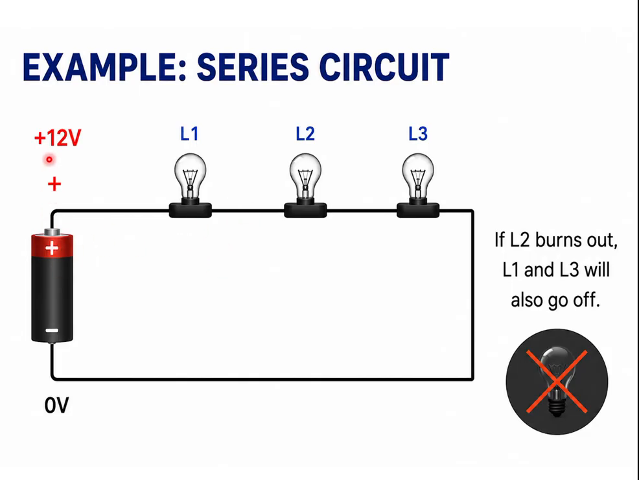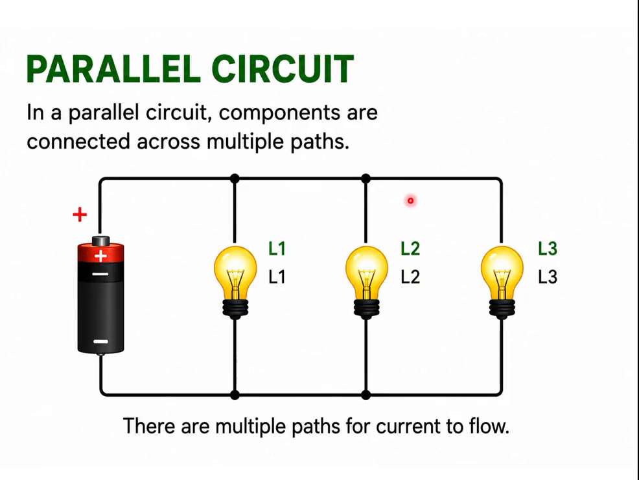So this is an example. We have a 12-volt battery. We have L1, L2, and L3 connected end to end. In this case, if L1 gets bad, L2 and L3 are going to stop working. If L2 gets bad, L1 and L3 are going to also stop working. And same goes for L3.